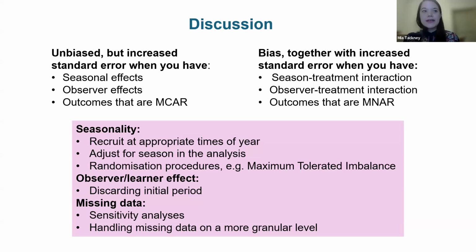For observer or learner effects, there is some discussion in the literature about removing some kind of familiarization period where people may be trying to learn about how an app works or if there is an observer effect. Finally, for missing data, doing sensitivity analyses to the missing at random assumption is really crucial. This is something that is part of my previous work, as well as handling missing data on a more granular level. So instead of defining days as being missing or not using some kind of threshold, you could define missing data more at the epoch level, looking at intervals of time that are missing.